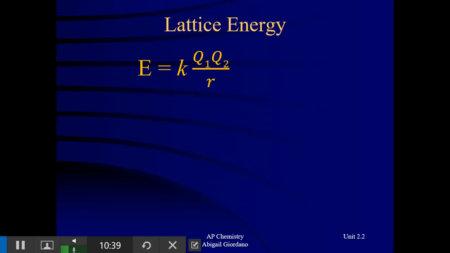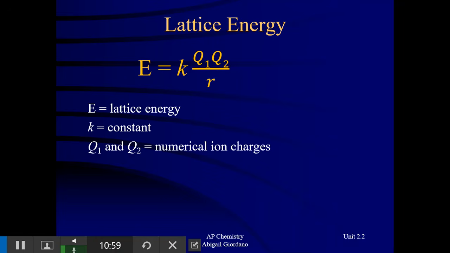So there's an equation for lattice energy, which I'm hoping looks a little bit familiar to you. Okay, so E is the lattice energy. K is just a constant. You don't need to worry about it. We're not actually going to be doing any calculations with this. Just know that that constant is a positive number. Q1 and Q2, okay, we're talking about ionic compounds. So Q1 would be the charge of the cation. Q2 would be the charge of the anion. And R is the distance between them.